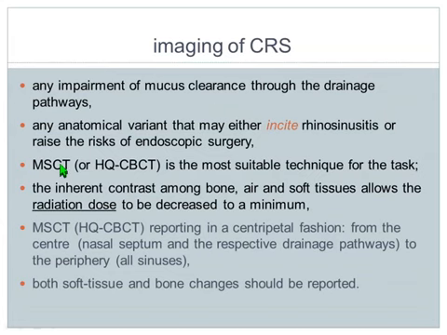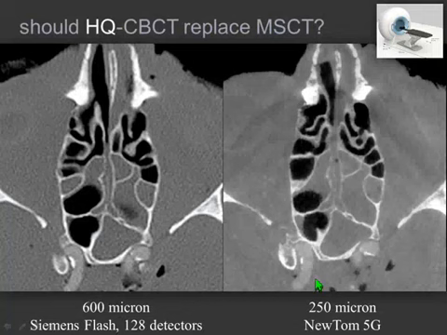We can use multi-slice CT, low dose, or high quality cone beam CT. These are the most suitable techniques for this task. Low dose is very important because most patients are young, and you have to report either multi-slice CT or high quality cone beam CT in a centripetal fashion in the coronal plane, from the center, the nasal septum, and then the respective drainage pathway, the middle meatus, and then the superior meatus, going from this central key point to the periphery. Of course, in this checklist, both soft tissue and bone changes should be reported.